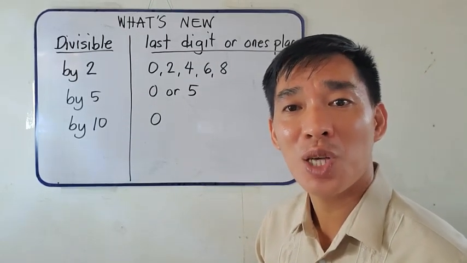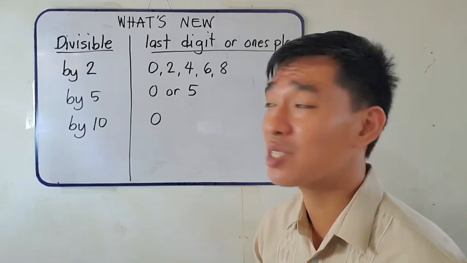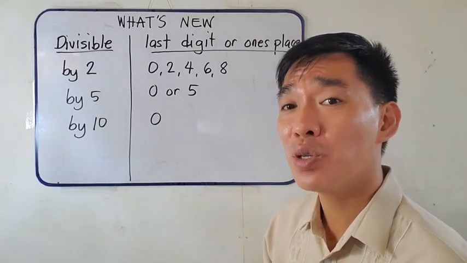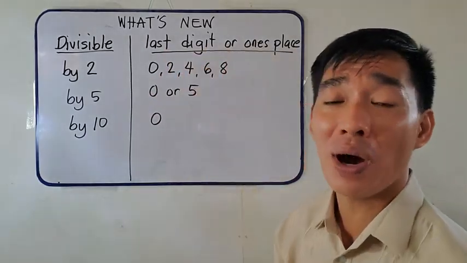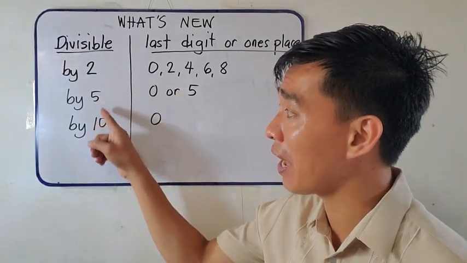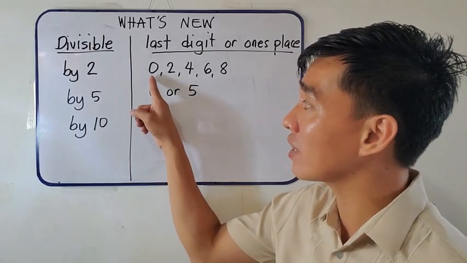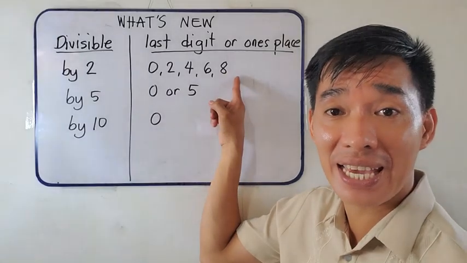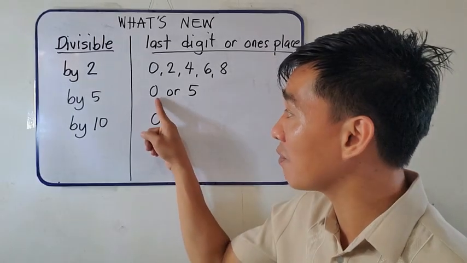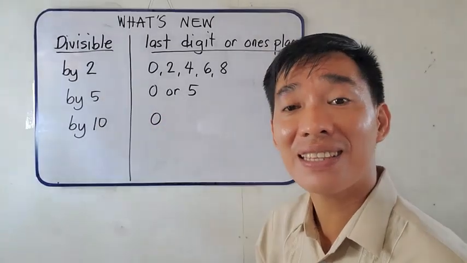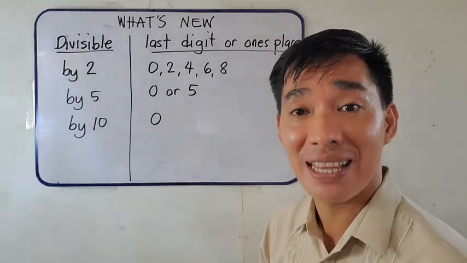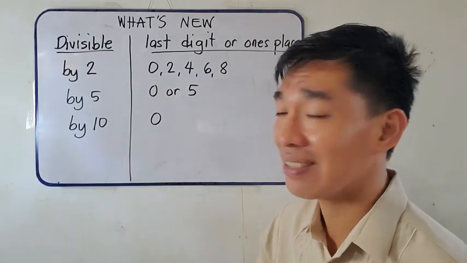To recap, when will we know that a number is divisible by 2, by 5, or by 10? All we have to do is look at the last digit, or the ones place, of the number, and it will tell you that the number is divisible by either 2, 5, or 10. If the last digit is 0, 2, 4, 6, or 8, then that is divisible by 2. If a number ends with 5 or 0, then that number is divisible by 5. However, if a number ends with 0, then that number is divisible by 10.